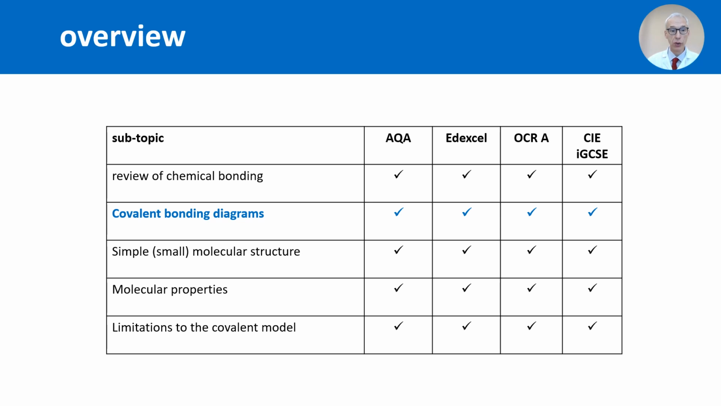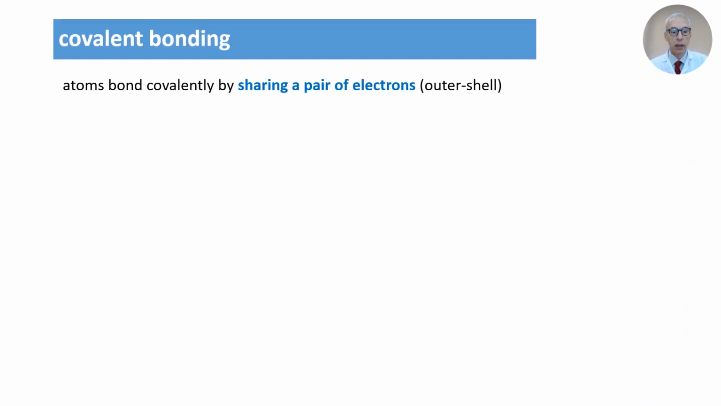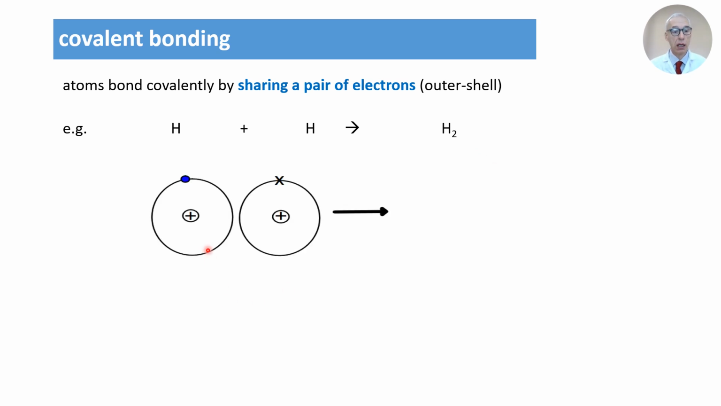So moving on to covalent bonding diagrams. Covalent bonding is the idea of the sharing of a pair of electrons, outer shell electrons, of course, by two different atoms. So if we take a simple example here, hydrogen atoms combining to form the hydrogen molecule H2, and we draw our shell diagram for two hydrogen atoms. This is the nucleus, one electron in each of the atoms. Then they form a shared pair between the two nuclei.